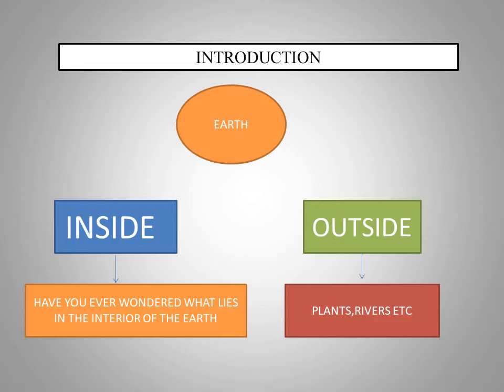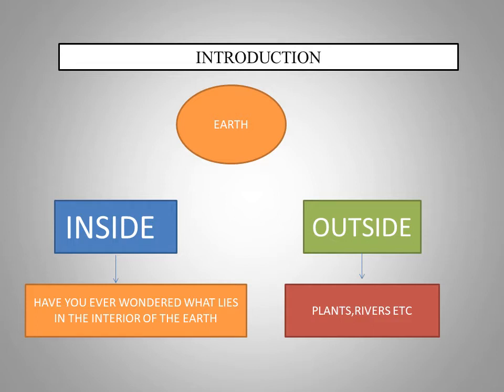If we see the Earth, there are two parts, inside and outside. If we see outside the Earth, there are plants, mountains, rivers, human beings, animals, etc. Because it is visible to us. So we are also living on the surface of the Earth. Have you ever wondered what lies in the interior of the Earth? We have seen outside the Earth but want to know what is inside our Earth.